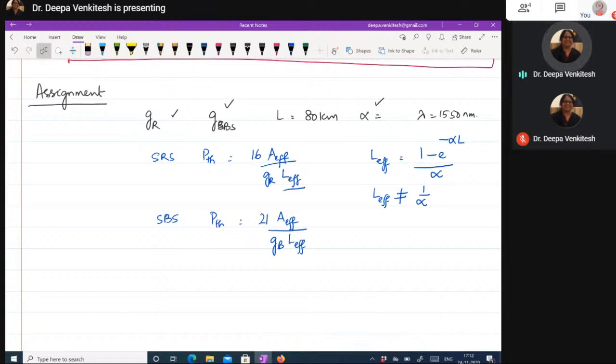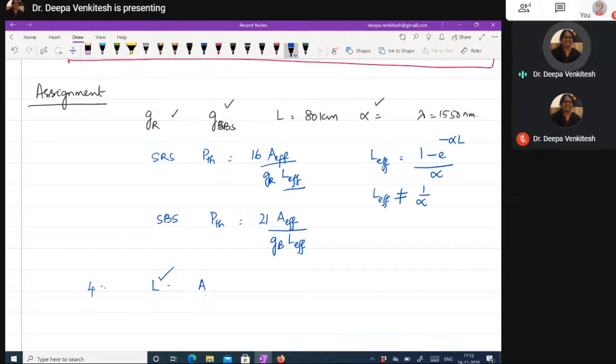The next question is about calculating the threshold power of an SBS link. So questions 1, 2, 3 are over. Question 4 is: length is given as 50 kilometers. So length is the information we have.